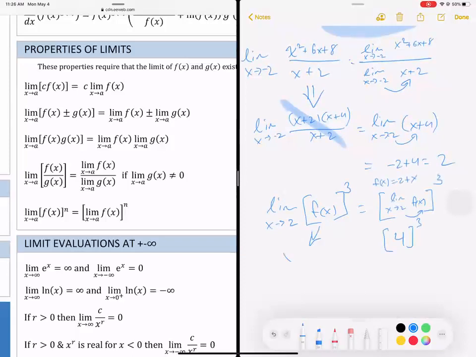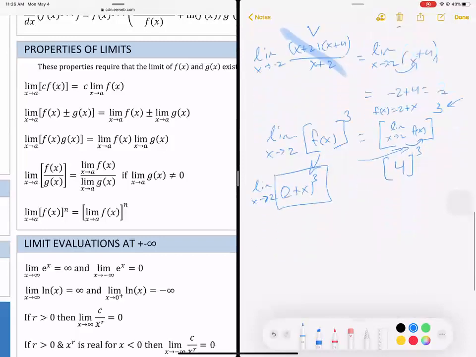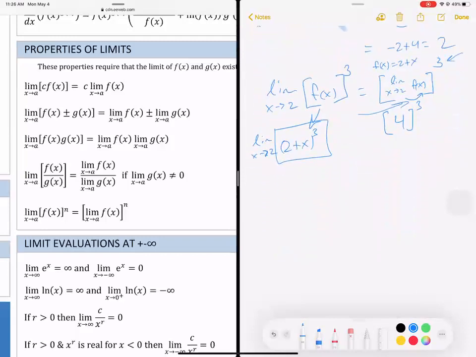Do you really want to write 2 plus x, cube it? Do you want to cube it first before we plug it in? Do we want to cube it first and then plug in the 2? I think it would be easier if we plug it in and then cube it afterwards. So this is what that rule allows me to do. It says, hey, you know what? You're cubing something, I get it. Worry about it later.